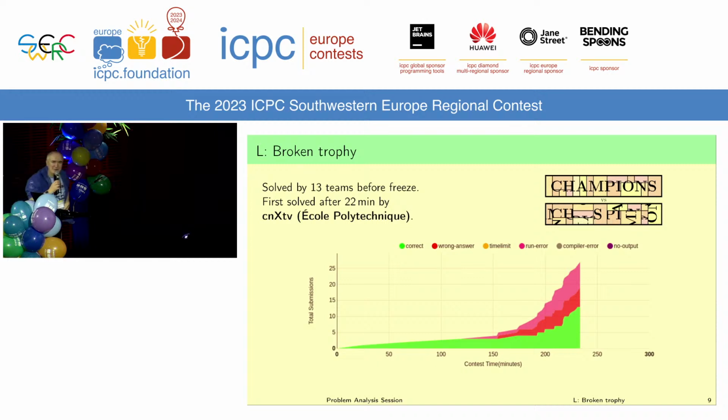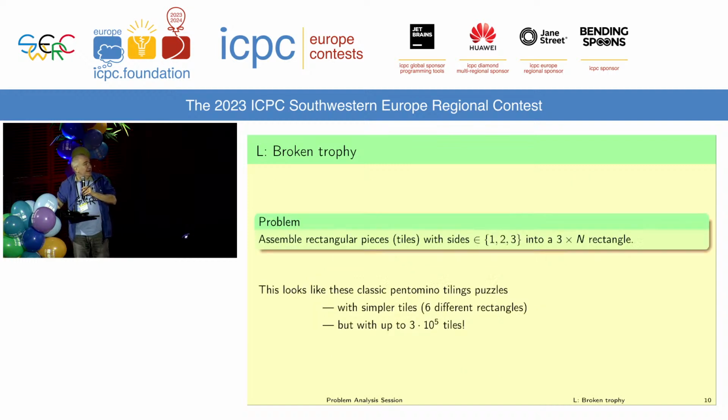Okay, the next problem was a broken trophy problem. It was proposed by Vincent. And, well, you've broken your trophy, so you have a set of tiles, they're rectangular, and you have to put them back into a 3xn rectangle.